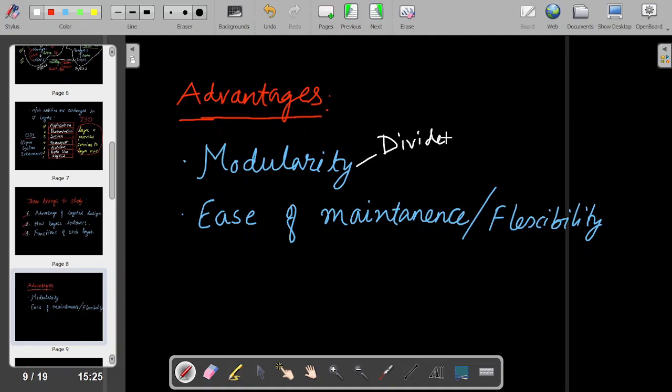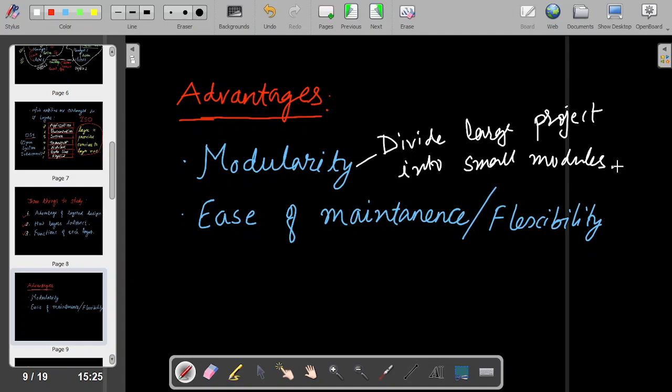Divide a large project into small modules. And these modules are independent. They are implemented independently. You can change a module without making changes in other modules.